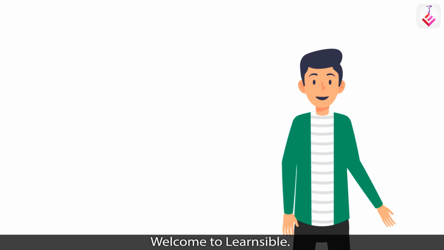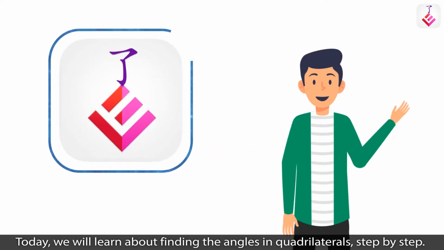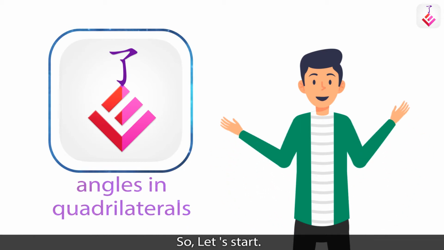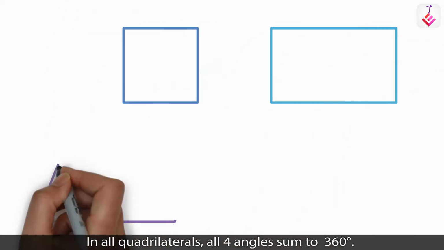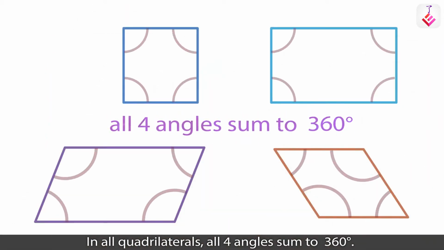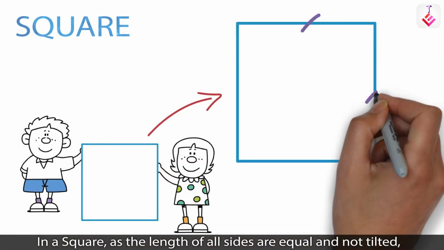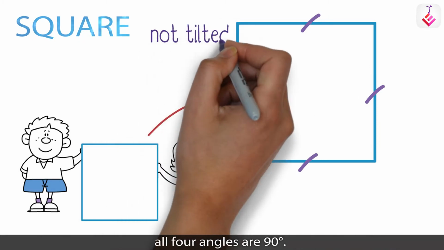Welcome to Learnable. Today, we will learn about finding the angles in quadrilaterals, step by step. So, let's start. In all quadrilaterals, all four angles sum to 360 degrees. In a square, as the length of all sides are equal, and not tilted, all four angles are 90 degrees.